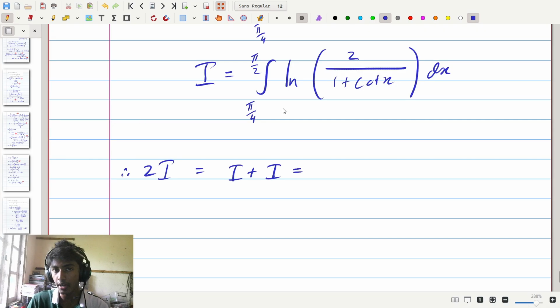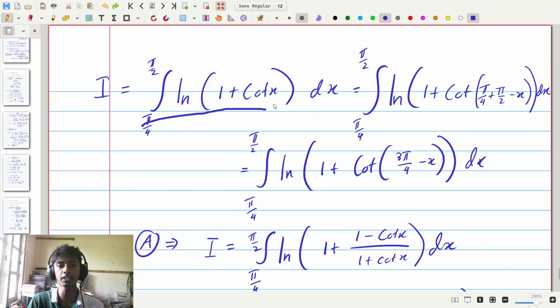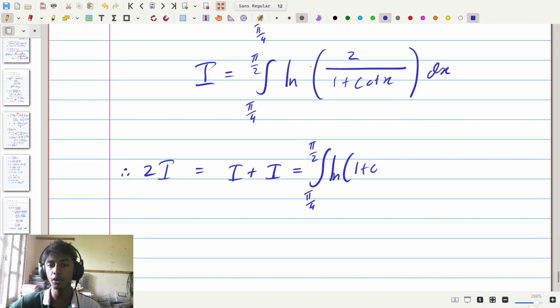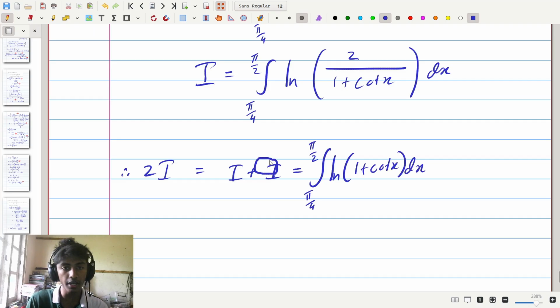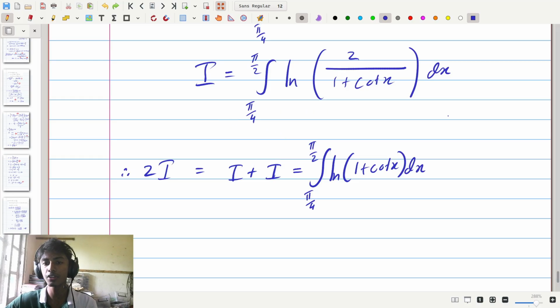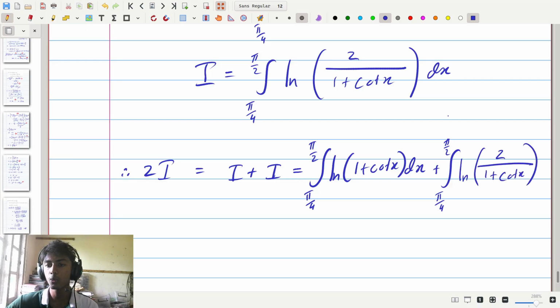and for the first I, we're going to substitute this integral right here, which is the integral from pi by 4 to pi by 2 of the natural logarithm of 1 plus cot x, and to that we're going to add the second I, which in this case I'm going to substitute in this second expression for the integral I, which is the integral from pi by 4 to pi by 2 of the natural logarithm of 2 divided by 1 plus cotangent of x with respect to x.